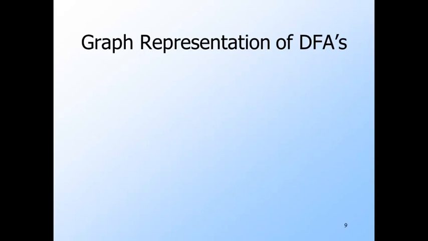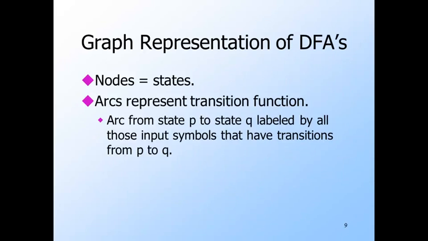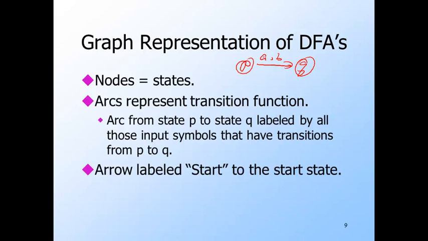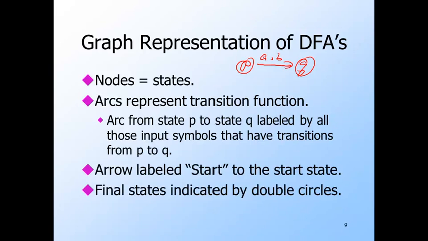Like the tennis automaton, we can represent any finite automaton by a graph. The nodes of the graph are the states of the automaton. The arcs are the transitions. There is an arc from state or node P to state or node Q labeled by all the input symbols A such that delta of P and A is Q. For example, this arc would be present if delta of P and A and delta of P and B were both Q. We represent the start state by adding an arrow labeled start into that state, and we indicate final states by double circles.